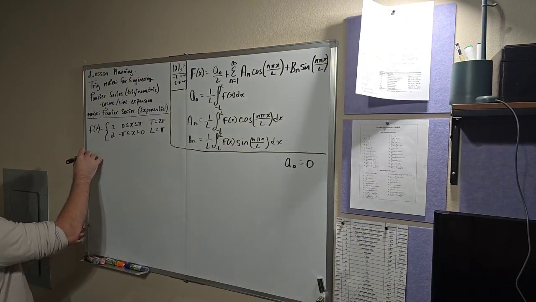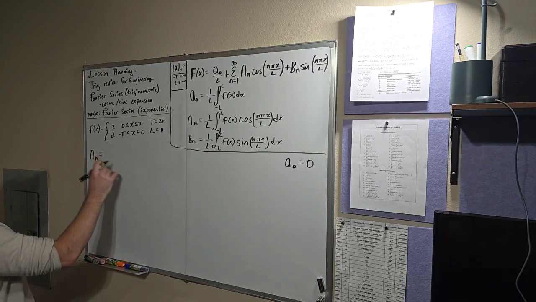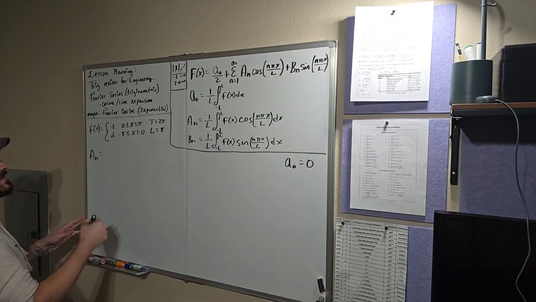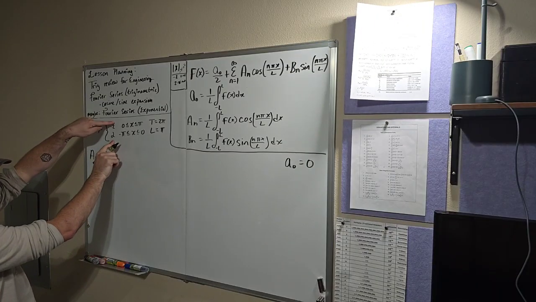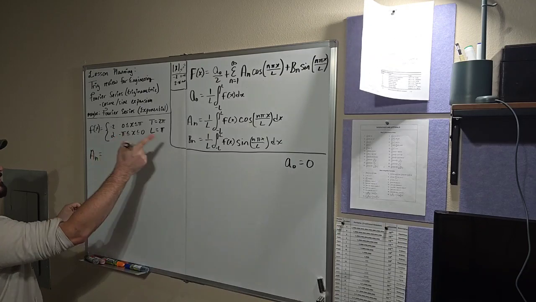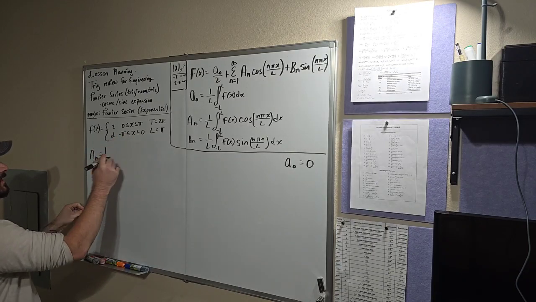Okay, so let's do a of n next. So a sub n is a little bit tougher. We have a cosine term in there as well that's multiplied. Now I'm going to use the same trick where I split my bounds here, just so that I don't have to rewrite this 2 times. So we're going to have 1 divided by L. We've already decided our L is going to be pi.